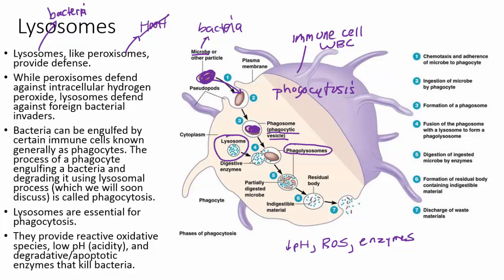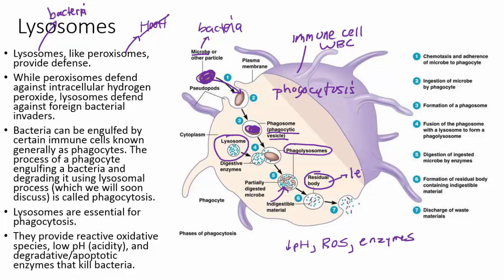Okay? And so what ends up happening is the enzymes degrade the molecules, reactive oxidative species damage them, low pH denatures proteins, and so ultimately what you get is basically a bunch of garbage inside this phagolysosome. Finally the enzymes are going to take care of everything. The reactive oxidative species will have done their part. The acid will have denatured everything. Everything's destroyed, and so you end up with a residual body that has the leftovers.